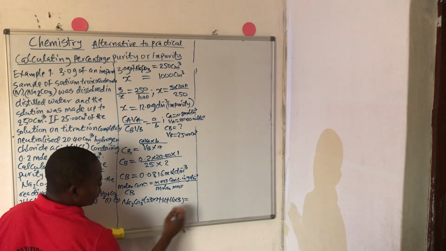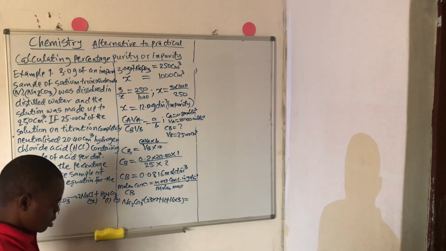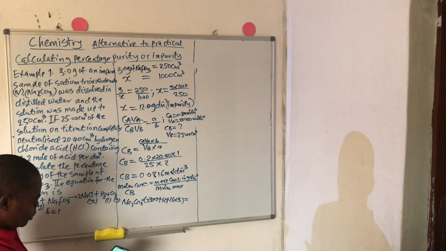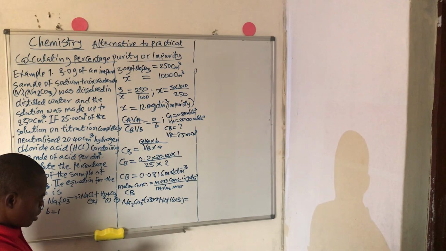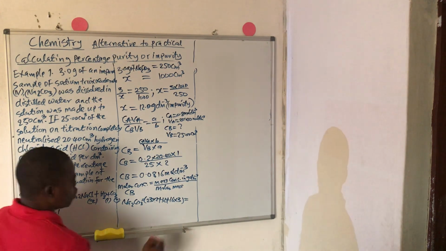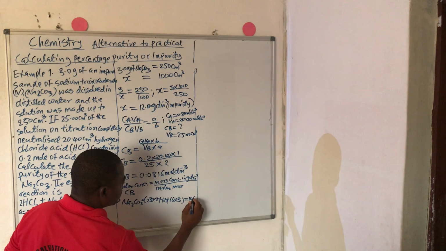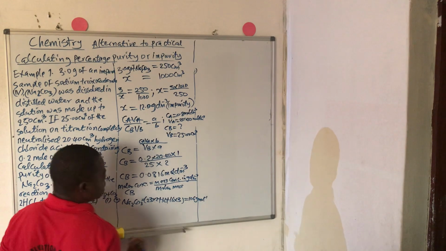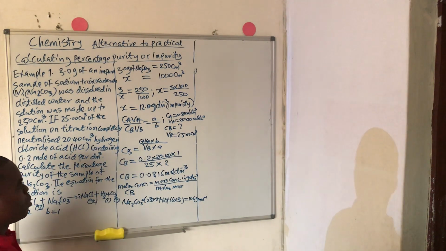So the whole value, if we calculate it together, is going to give us a result, and that would be 23 times 2 plus 12 plus 16 times 3. The answer will give me 106. So what we have here is 106, but the unit is in gram per mole. That's the unit of molar mass.